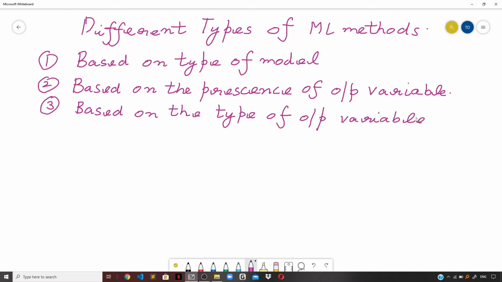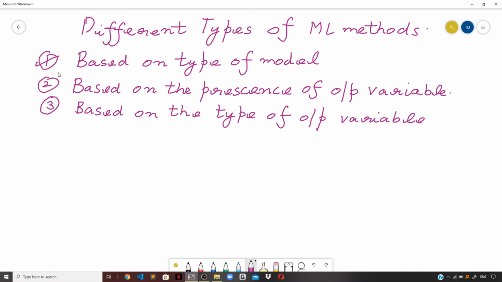Okay, so let us first understand the very first type, which is based on type of model. Now you want to differentiate the machine learning model based on the type of machine learning model. In the previous video, we understood the pipeline of machine learning model. We learned that we work with some data and we have a machine learning method or technique. We also learned about the collection and splitting of our dataset in the previous video.